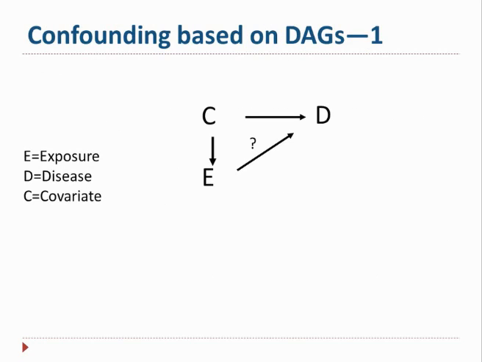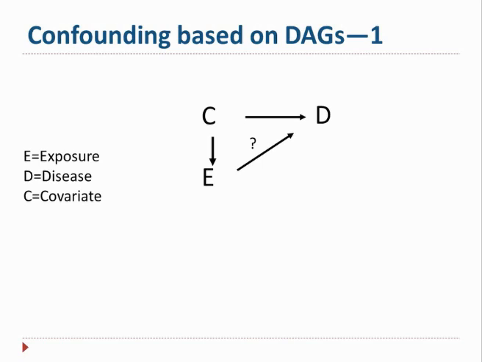So let's look at what confounding looks like on the DAG. Here we have E representing any exposure, D representing the disease, and C is any other covariate or factor that we're interested in. And here C is associated both with the exposure and the outcome. And we really want to estimate this effect here. What is the effect of E on D?